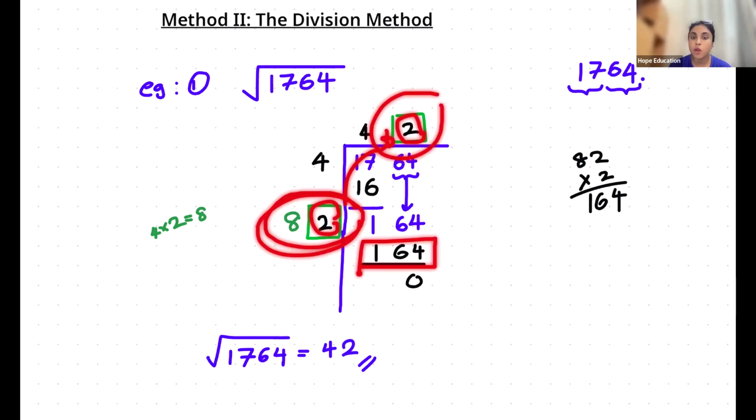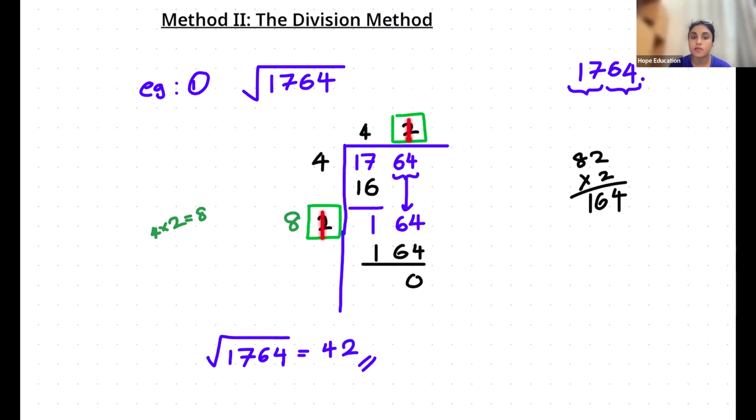So I tried putting 1 here. 1 times 81 comes to 81. That is not enough. Then what I do is I put 2. 2 and 2. Then 2 times 82 is 164. So 164 minus 164, when subtracted, I get 0. So 2 is the perfect answer. Then what is remaining here at the top? 42. Then 42 is the answer to the square root of 1764.